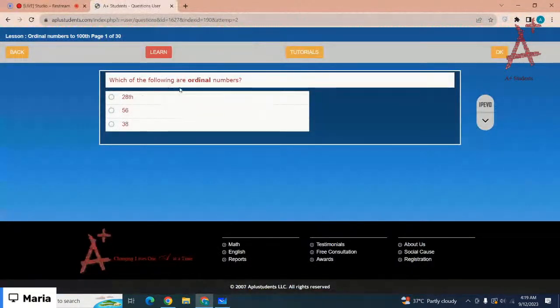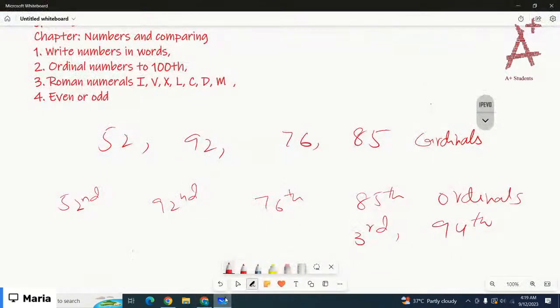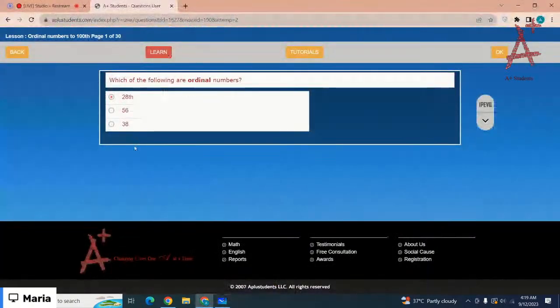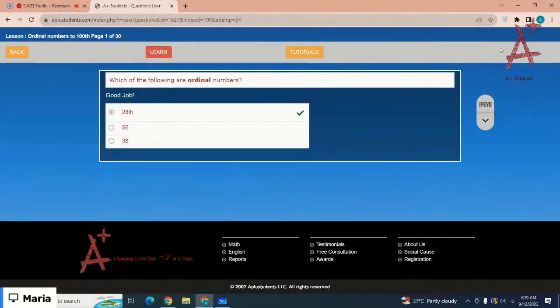Which of the following are ordinal numbers? Which is ordinal? 28th, 56, 38. Which is ordinal? Which is the correct option? You have only one. Yes, 28th is the only ordinal here.